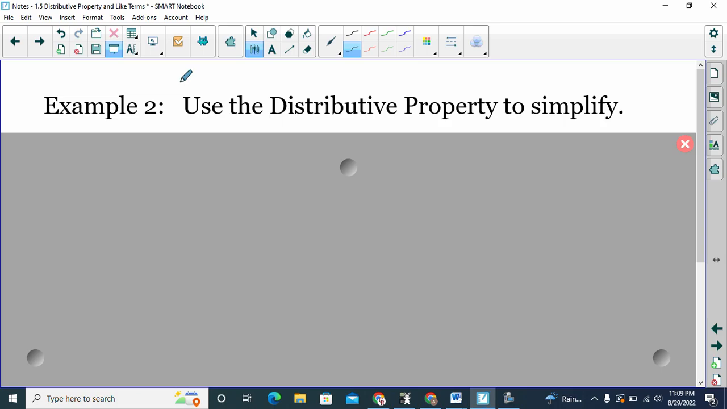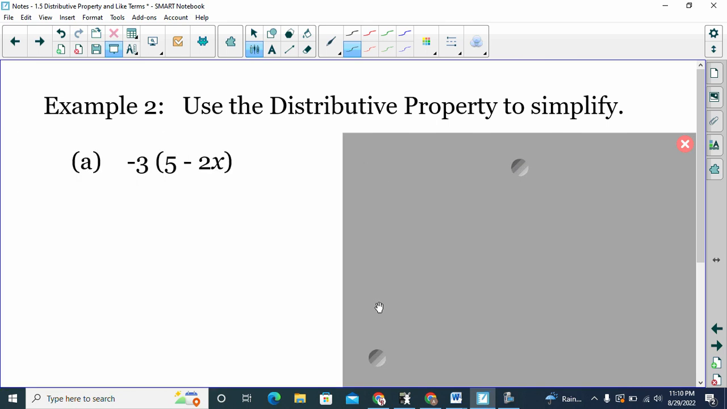Example 2 has the same directions. You don't necessarily need to write the directions down again. Example 2 says to use the distributive property to simplify. Part A, we have negative 3 times the quantity 5 minus 2x.